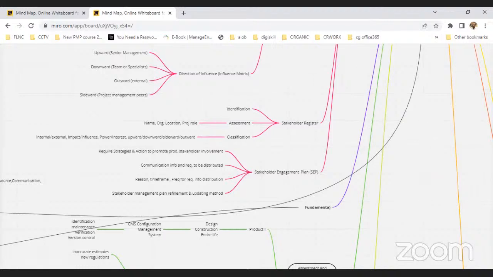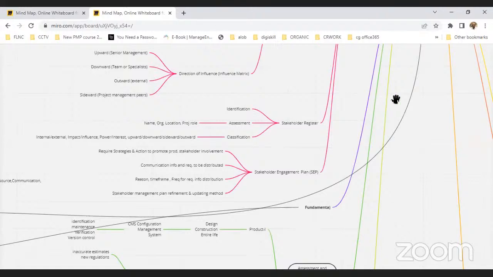That is fundamentally identifying communication, putting the entire thing in a reasonable time frame, then refining the plan and then updating it in a continuous model.